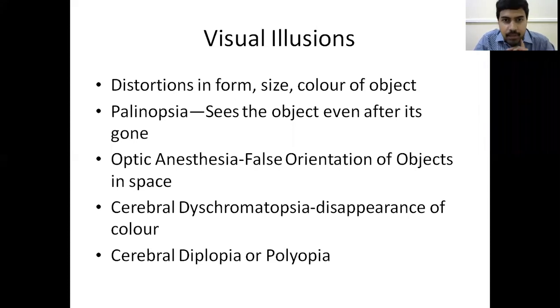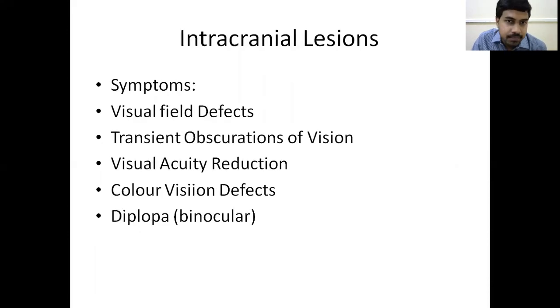So that is palinopsia. And optic allesthesia, false orientation of objects in space. That is, some object is located in front of you, but you feel as if the object is located somewhere here, just like diplopia. I told you in squint classes, diplopia and confusion. Like that, optic allesthesia. Similarly, cerebral dyschromatopsia, disappearance of color. Color vision defect can be due to a cortical anomaly also. Similarly, cerebral diplopia or polyopia. Due to some lesion in the occipital cortex, the patient will be seeing 2 objects or 3 objects.